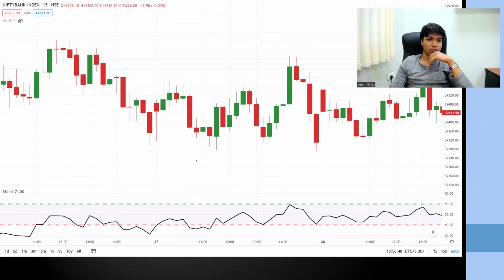Look at this. What can we see over here? Below 40 at this level. It was going down. Then it went up. Okay. Then it went down. It means near 40 level.